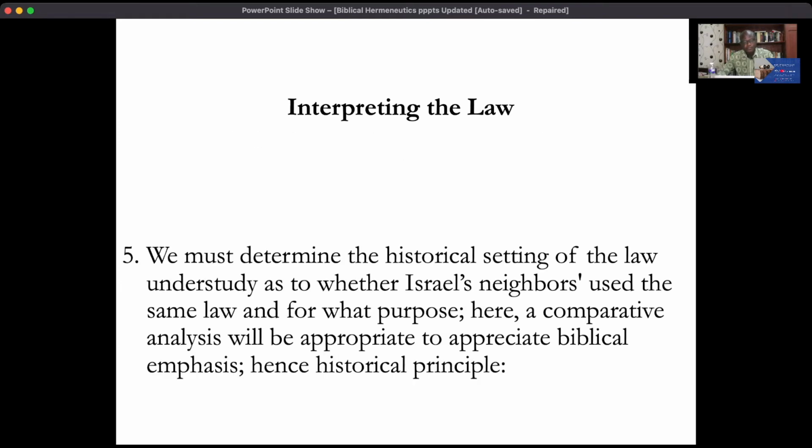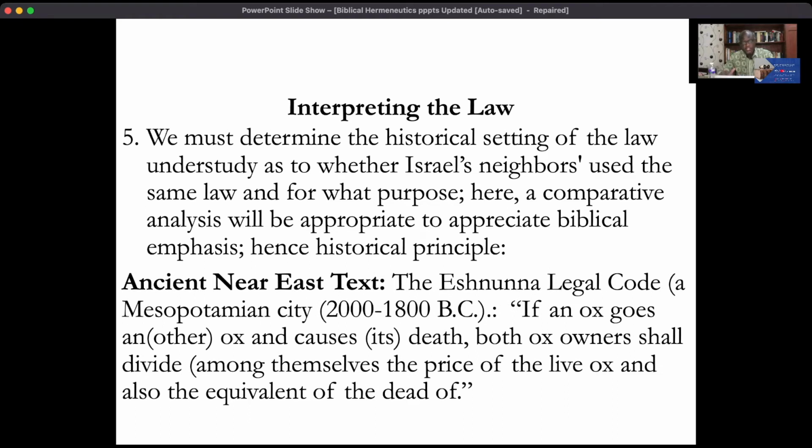Now, when you look at ancient Near East texts, Israel's neighbors' social context, there's a text that comes to us from the Eshnunna legal code, a Mesopotamian city that existed from 2000 to 1800 BC. And the text reads, "If an ox gores another ox and causes its death, both ox owners shall divide among themselves the price of the live ox and also the equivalent of the dead ox." Now, the whole idea is that if you look at these two texts, the biblical text and the Eshnunna legal code, you see that they have the same idea.